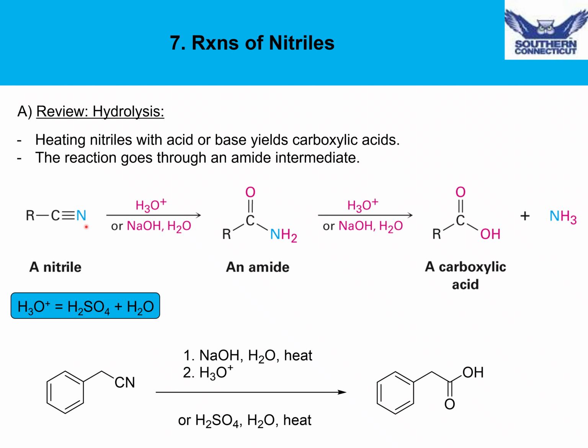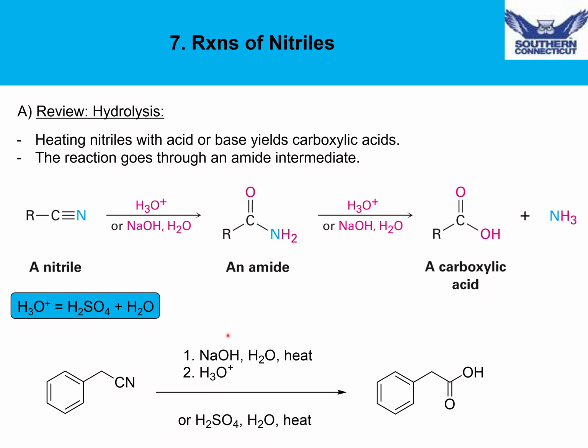Nitriles can be converted to carboxylic acids under aqueous, acidic, or basic conditions. The reaction goes through an amide intermediate, which is further hydrolyzed to the carboxylic acid. Here's a specific example using this nitrile. If we heat it with water, sodium hydroxide, and then we follow the reaction with aqueous acid, we can obtain a carboxylic acid. We can do the same reaction with sulfuric acid, water, and heat to produce a carboxylic acid.